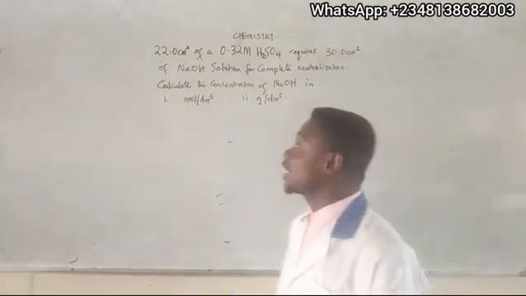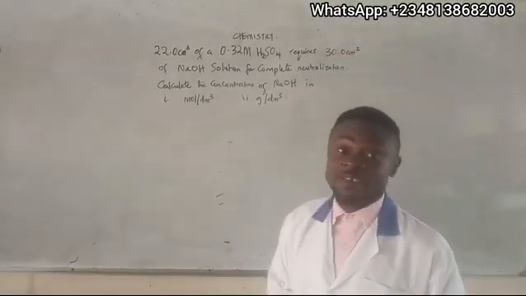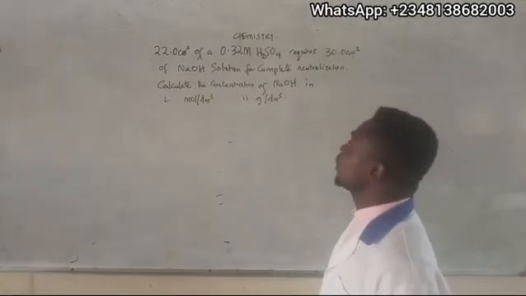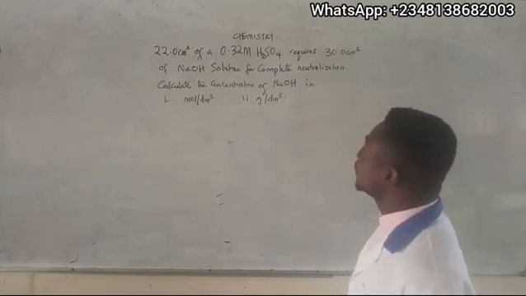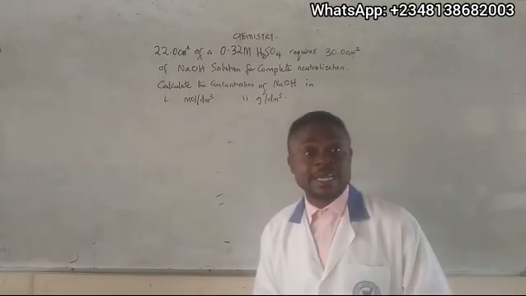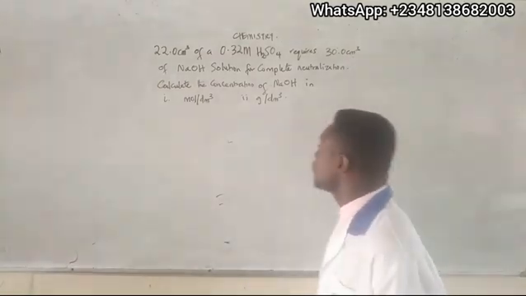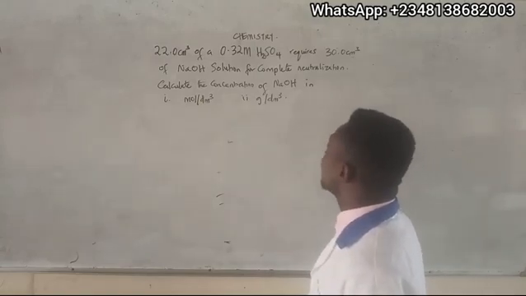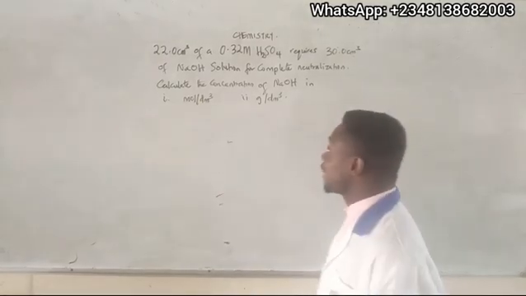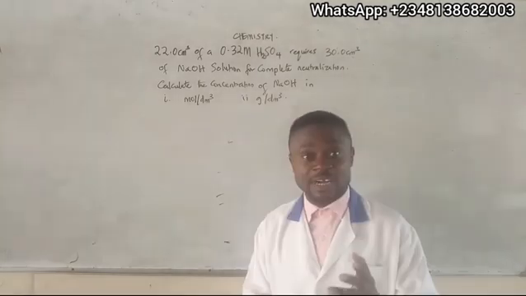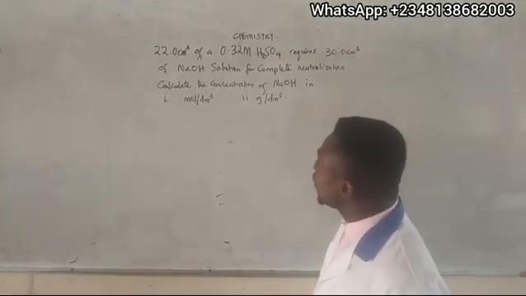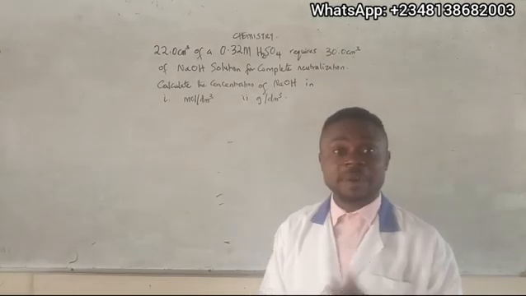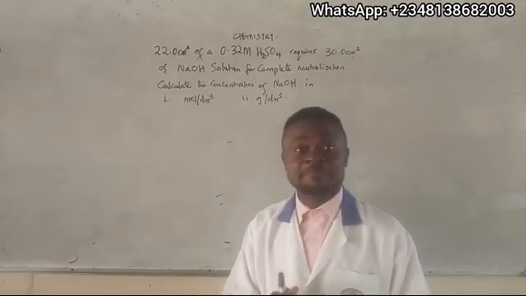Today we are going to take a look at chemistry. We have a question here on the board, and the question says: 22.0 cm³ of a 0.32 M, that is molarity or mole per dm³, of H2SO4 requires 30.0 cm³ of sodium hydroxide solution for complete neutralization. Calculate the concentration of sodium hydroxide in (i) mole per dm³, (ii) gram per dm³.